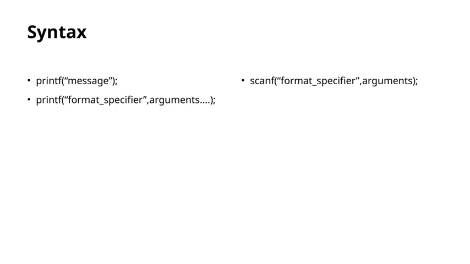Now let's take a closer look at the syntax of the input and output functions in C. First, we have printf, which is used for output. The basic structure is printf("message"), where you can simply print a static message or text on the screen. But more often, you'll see printf with a format specifier, like printf("The value is %d", value).